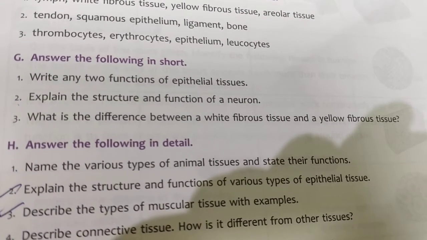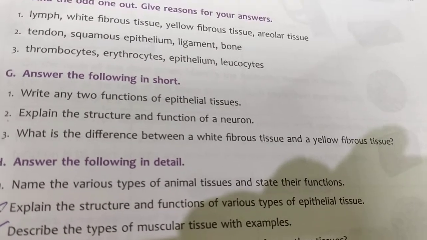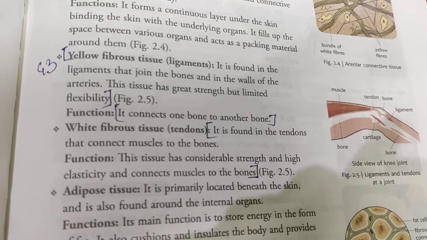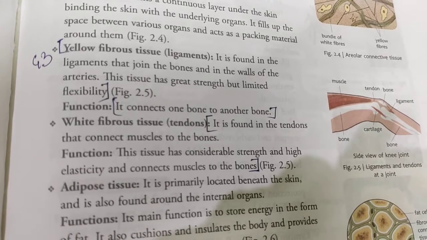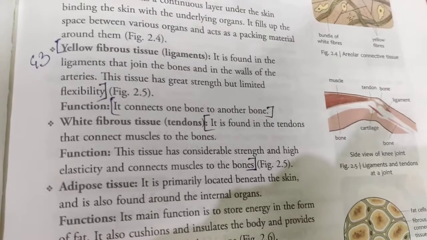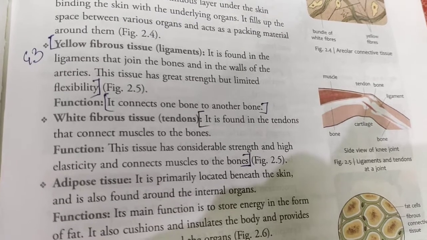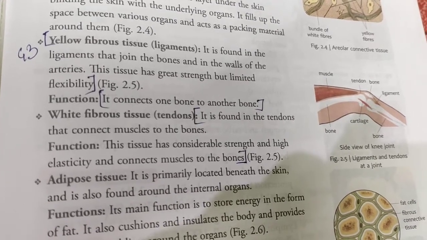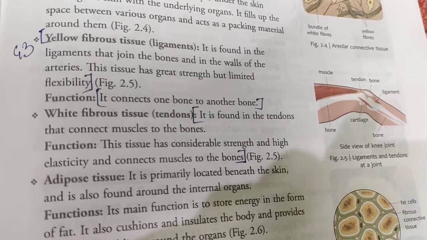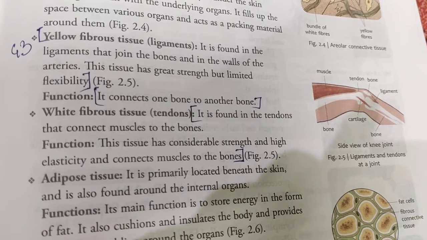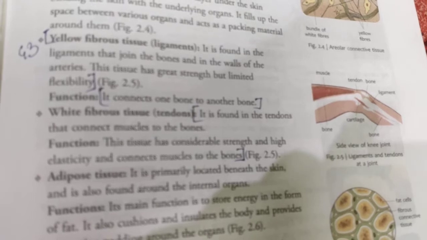Next, what is the difference between a white fibrous tissue and a yellow fibrous tissue? Come to page 171. There, yellow fibrous tissue and white fibrous tissue, you have to write in the form of difference. Like the first point can be, yellow fibrous tissue connects one bone to another bone, and white fibrous tissue connects muscles to the bones. So this is one point.